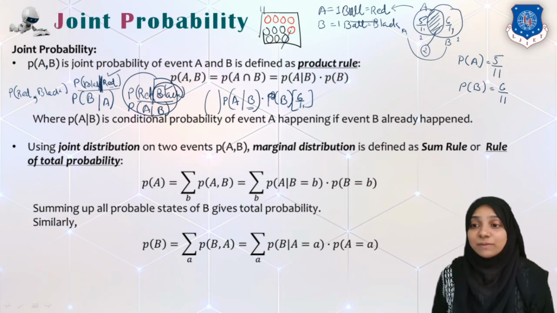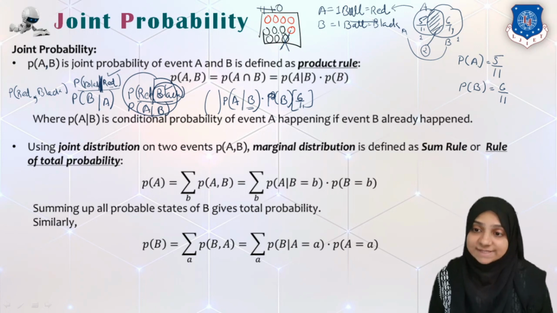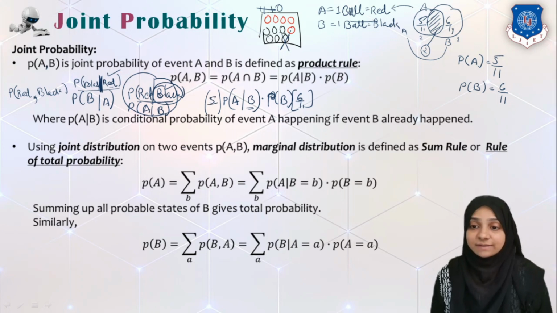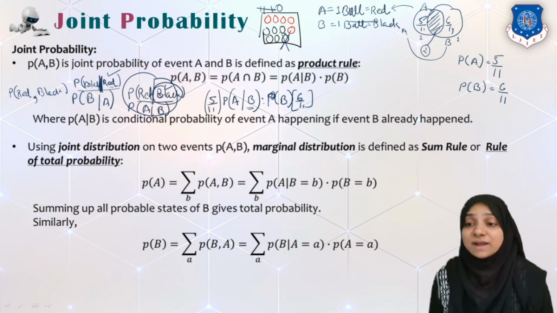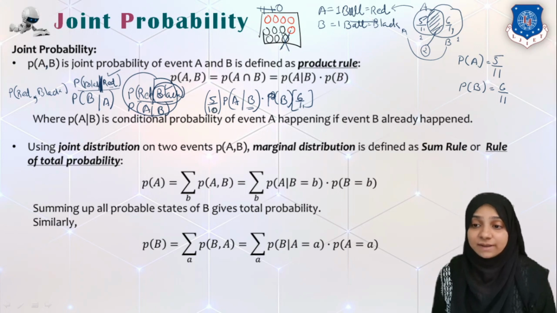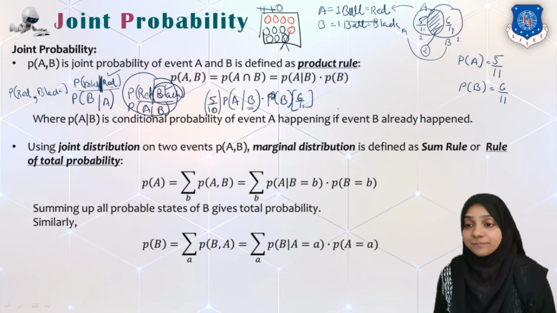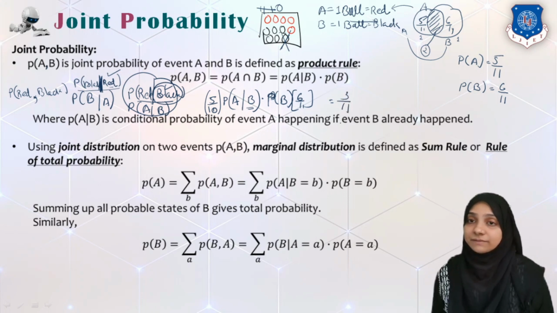Now if one ball of black type is drawn, it will be removed. Now the total in the box will be 10. So it would be 5 out of 10. So the probability of the black ball is 6 by 11, and then 5 by 10 into 6 by 11. So this would be 3 by 11.